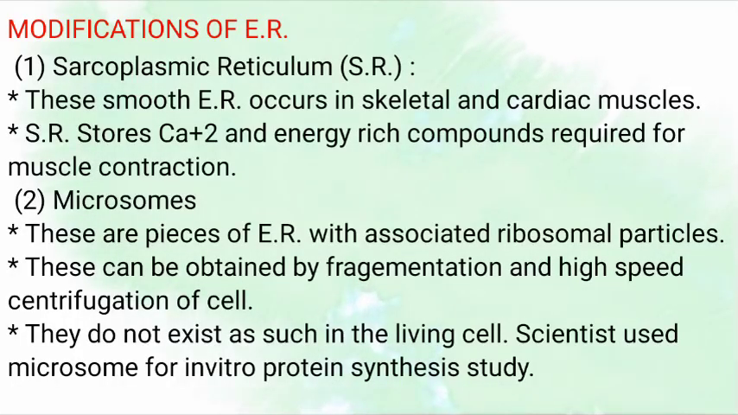Modifications of endoplasmic reticulum. Endoplasmic reticulum is modified into two types. Number 1, sarcoplasmic reticulum, SR. Number 2, microsomes. Sarcoplasmic reticulum: this smooth endoplasmic reticulum occurs in skeletal and cardiac muscles. Sarcoplasmic reticulum stores calcium 2 plus and energy rich compounds required for muscle contractions.